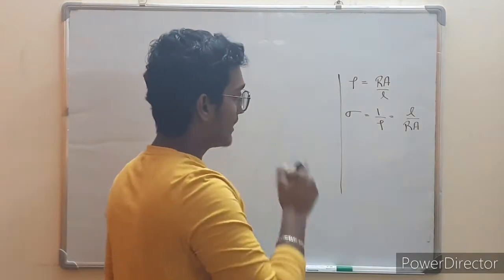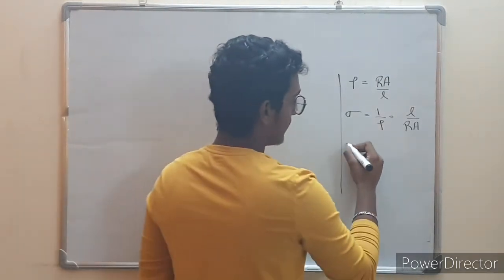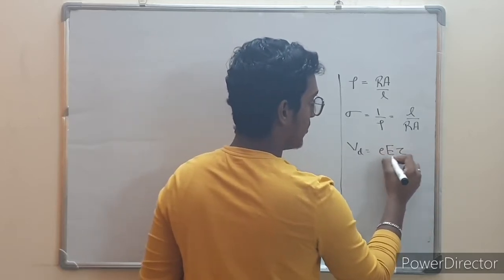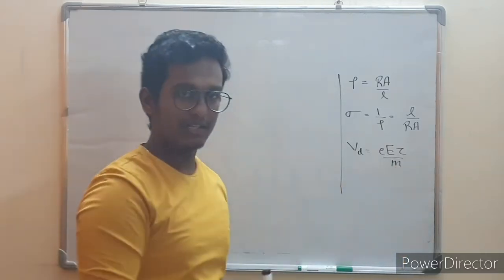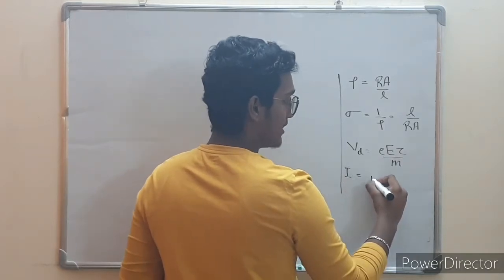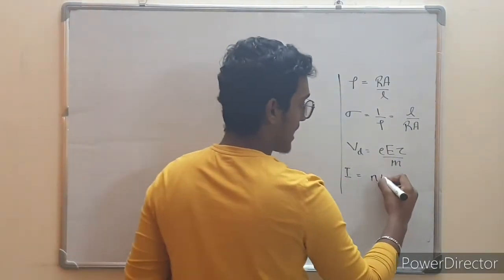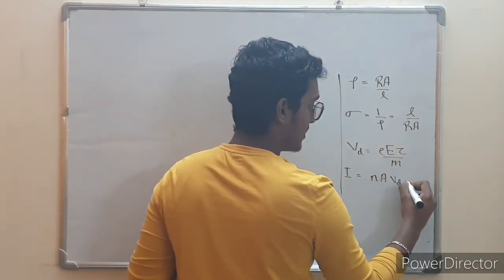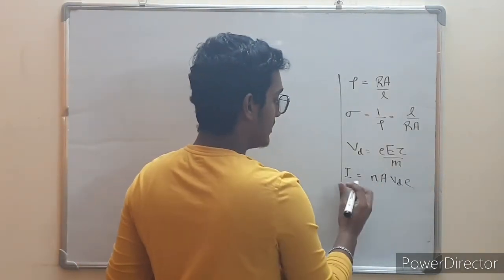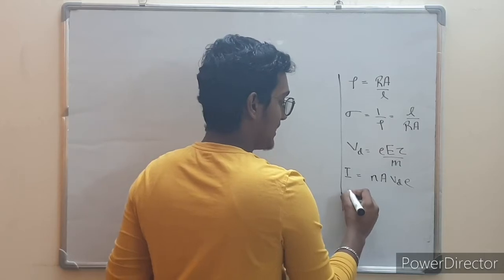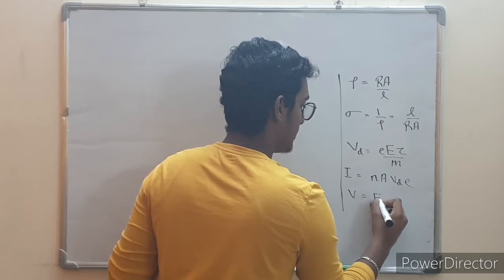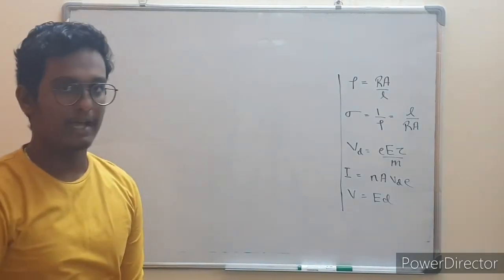After this, the formula we require is for drift velocity. We did that in the previous video and it was equal to E tau divided by m. There was another equation for current in terms of drift velocity: I is equal to electron density times the area times the drift velocity times the charge of one electron. There are four terms: n, A, v_d, e. Then we need to know that the potential is equal to electric field times the distance. This might come in handy sometimes.